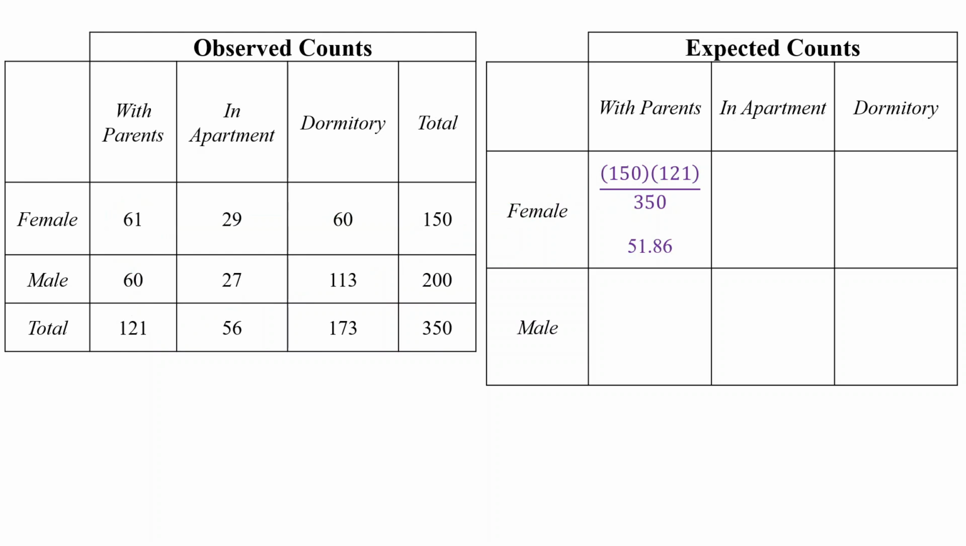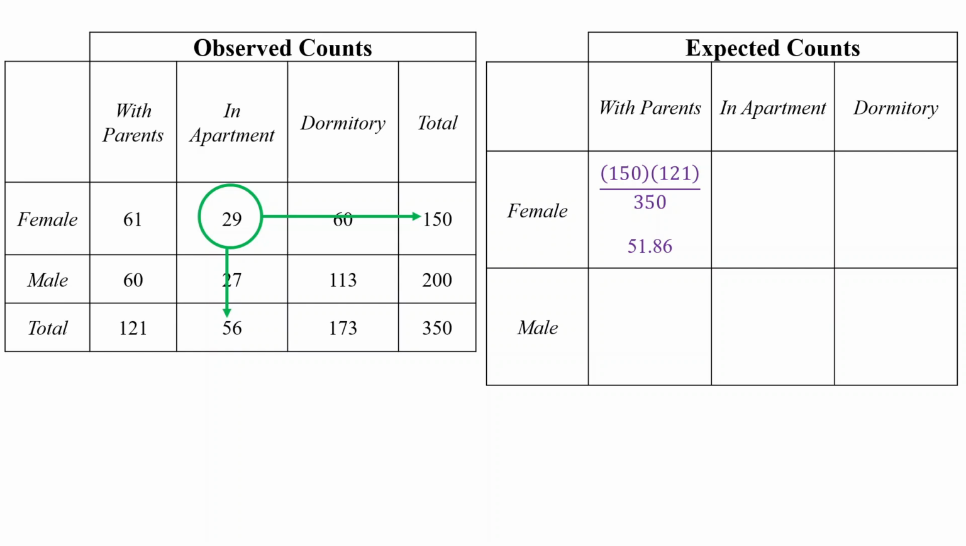I like rounding to just 2 decimal places. You can also round to 3 decimal places here. You don't have to go crazy with the rounding. But you're going to have 51.86 as your expected count of a female who lives with their parents. And you're going to do this for each cell.